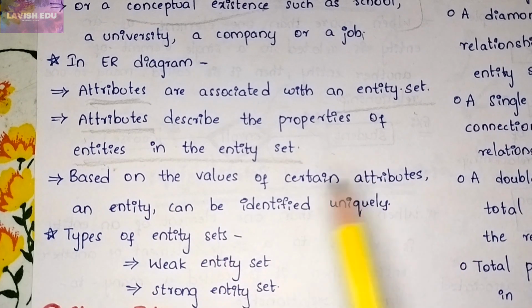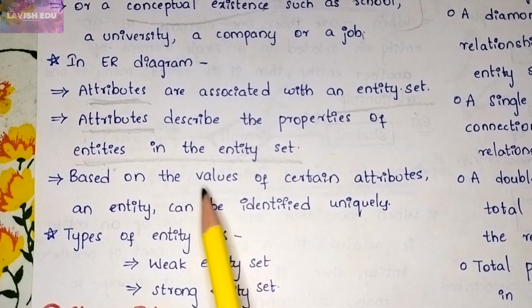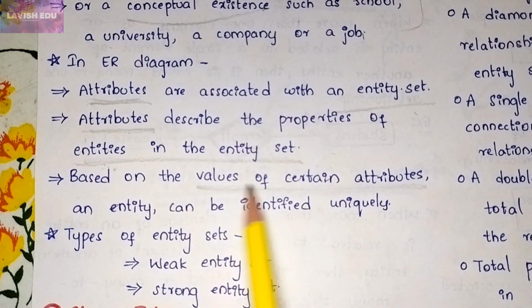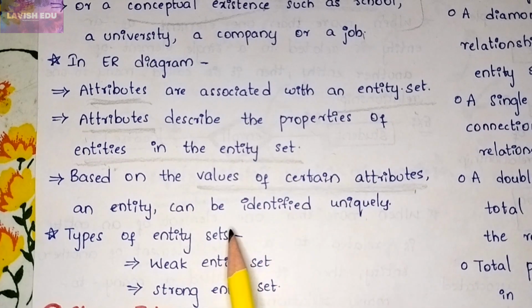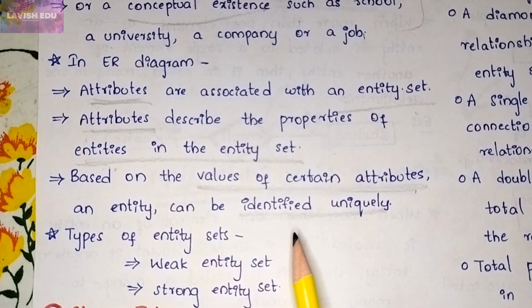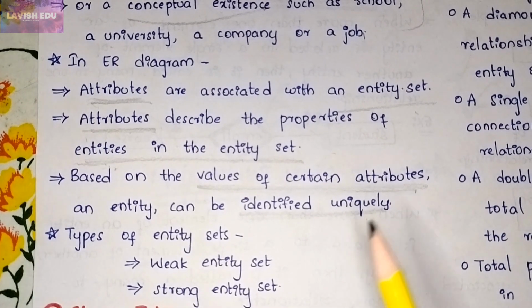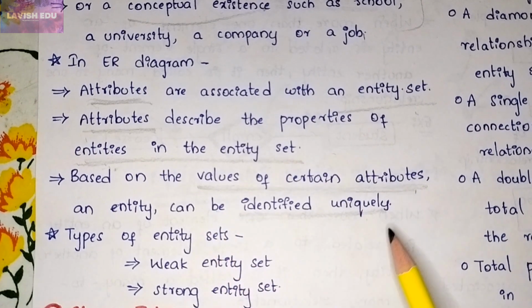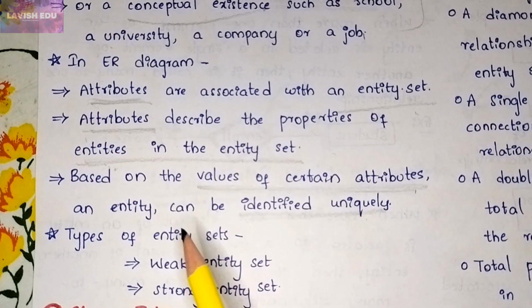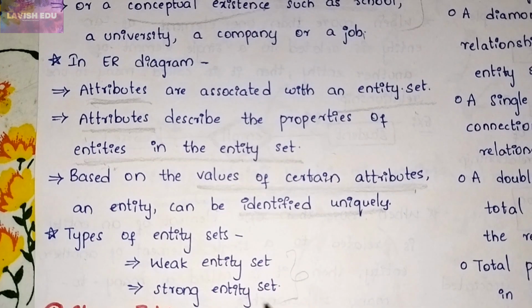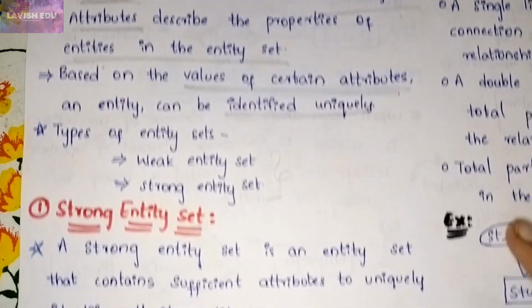Based on the values of certain attributes, an entity can be identified uniquely. The values given to the attributes of an entity give us an identifier, which gives us unique values. As we have already seen, there will be uniquely identifying values for each entity. And there are two types of entity sets: weak entity sets and strong entity sets. Let's see what these sets are.